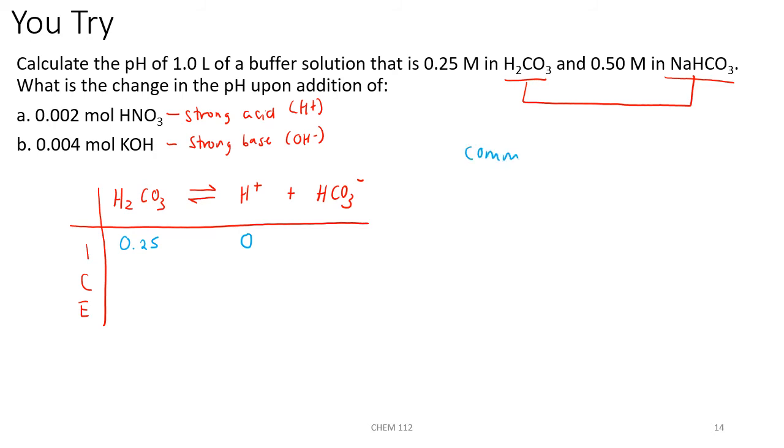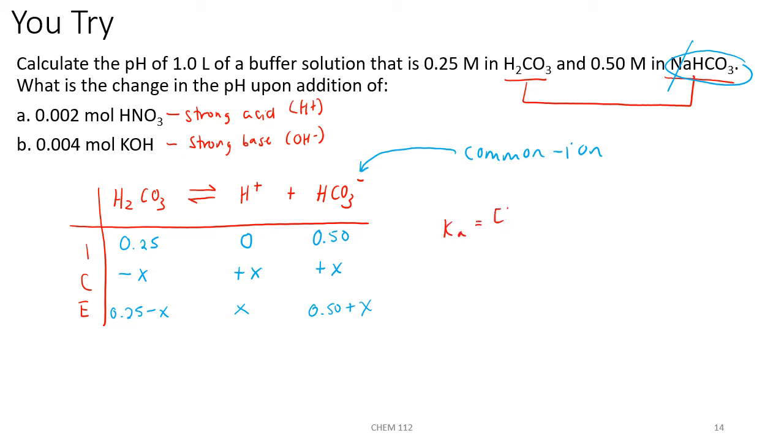essentially this is a common ion problem because we have sodium bicarbonate, which the sodium is a spectator ion, but the bicarbonate is common to our dissociation expression of our weak acid. So we have 0.50 molar bicarbonate ion. Our carbonic acid is going to dissociate to some extent. We call that minus X. Our hydrogen ion will be formed and our bicarbonate ion will be formed by plus X. At equilibrium, we'll have 0.25 minus X for our weak acid, X for our hydrogen ion, and 0.50 plus X for our bicarbonate ion.